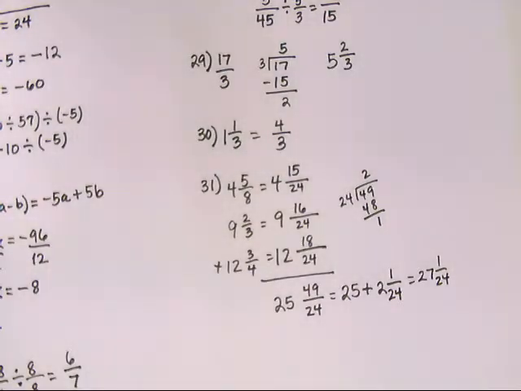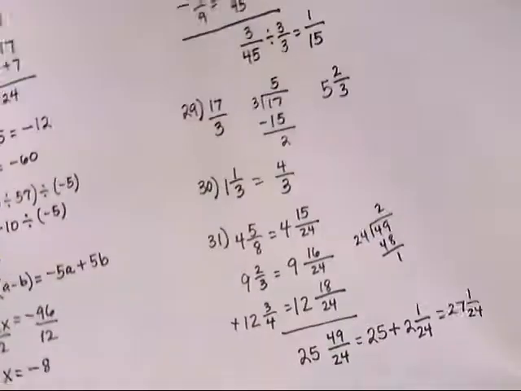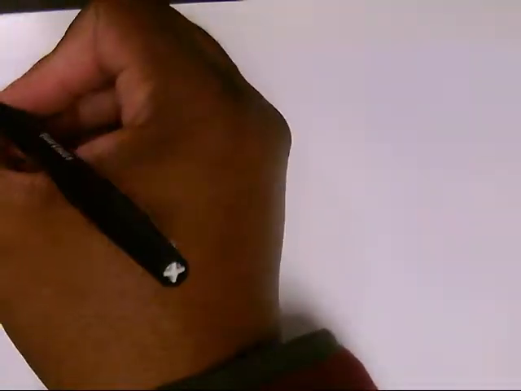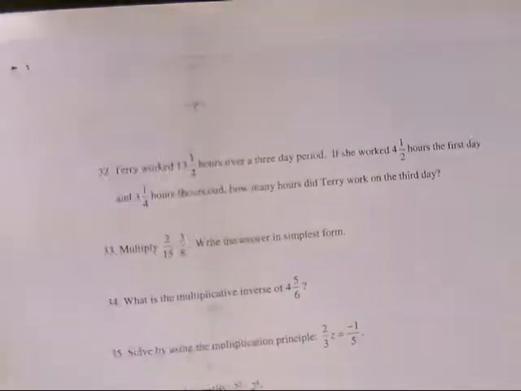Okay, number 32. I'll do this on another sheet. Okay, here we go. Number 32. Terry worked 14.5 hours over a 3-day period. If she worked 4 1/2 hours the first day and 3 1/4 hours the second, how many hours did Terry work on the third day?